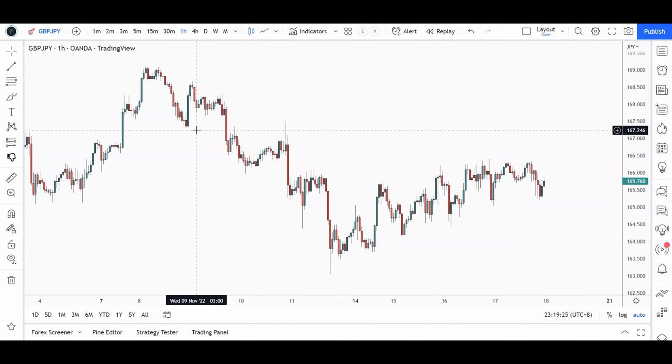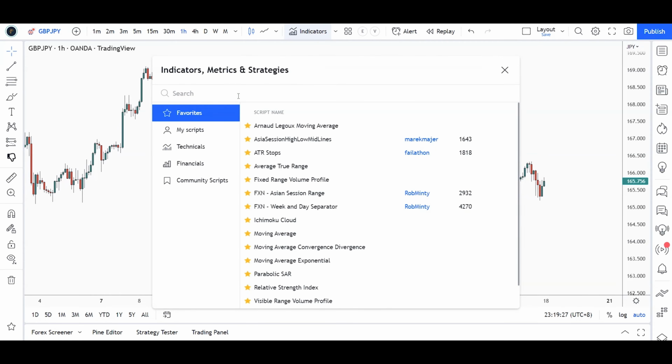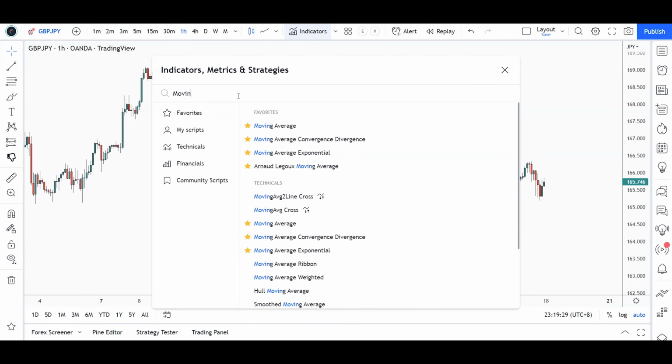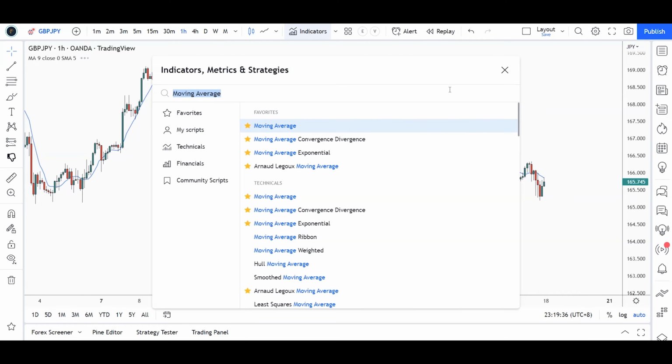Now, let's go to TradingView. To show the moving average indicator on our chart, we have to click this indicators tool. Then, this window will pop out. After which, type in the indicator you want to use. For this topic, we will be using the simple moving average.